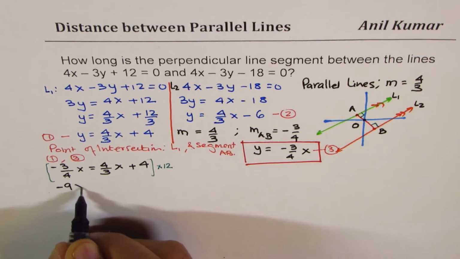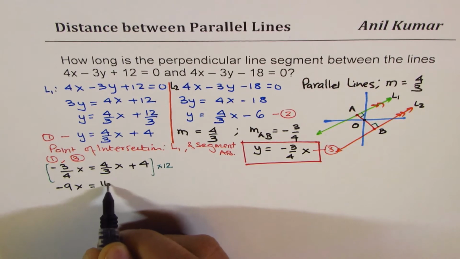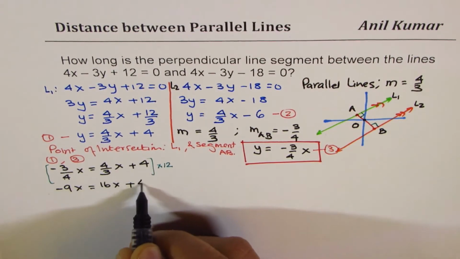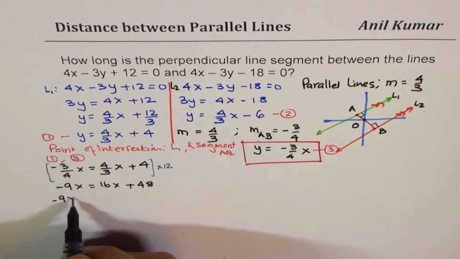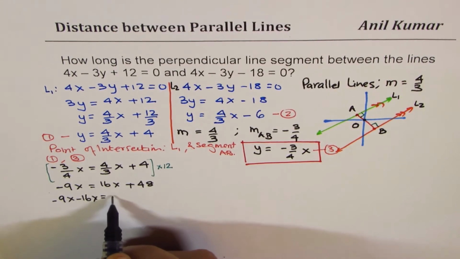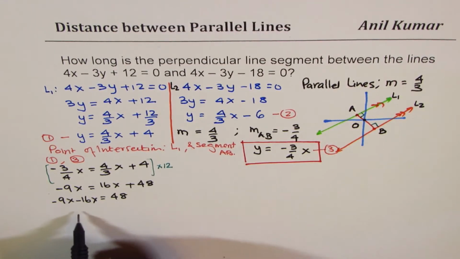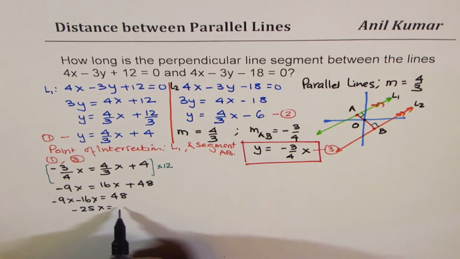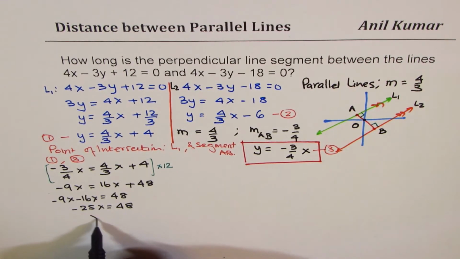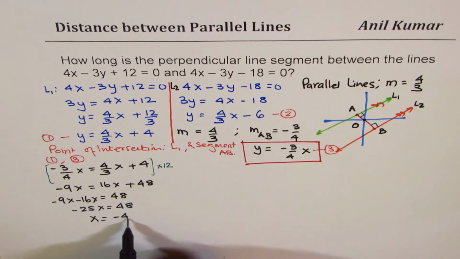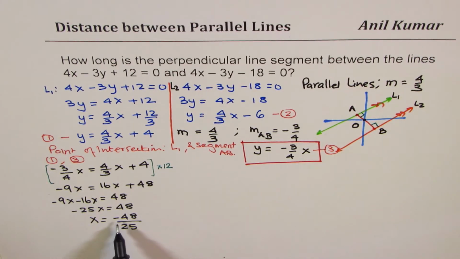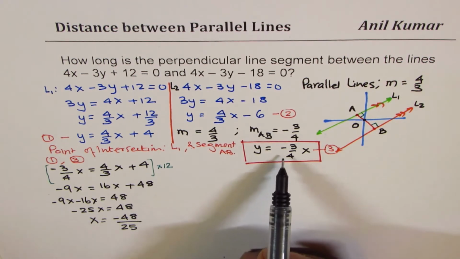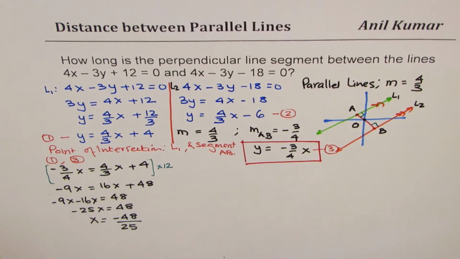So we get minus 9x equals 4 times 4, 16x, plus 12 times 4 is 48. Correct? Bringing terms together, we get 9x with negative sign minus 16x equals 48. That is minus 25x equals 48, or x equals minus 48 by 25, correct? So we get our x value as minus 48 by 25. We can find y using this formula. So let's do that.